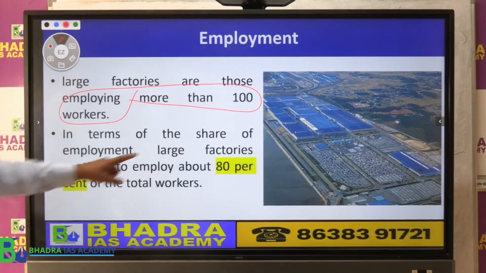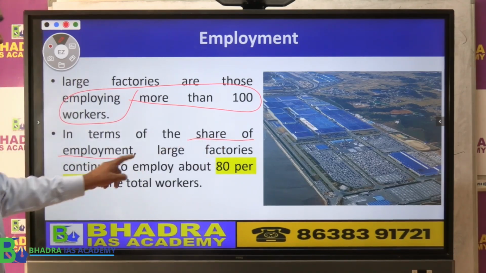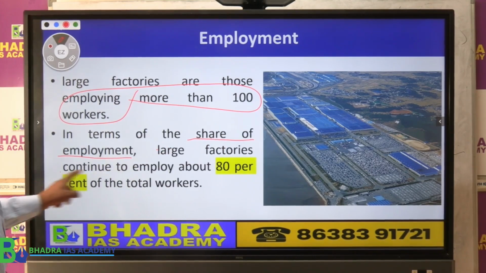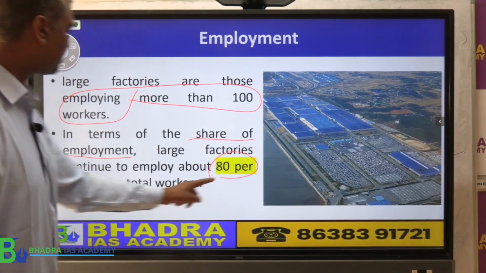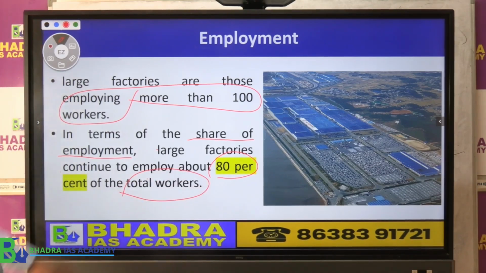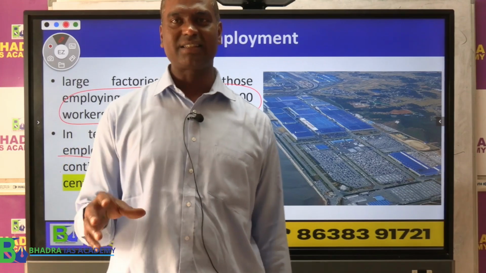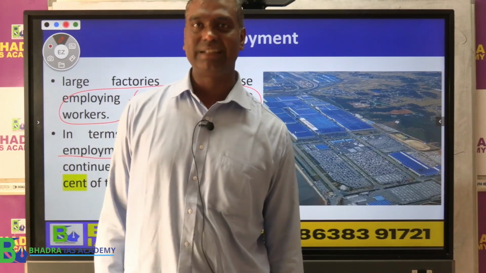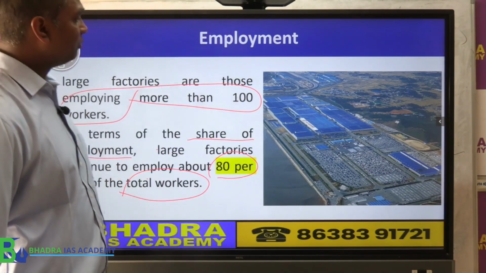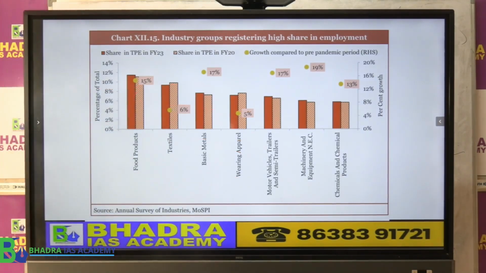Now, in terms of the share of employment, the large factories continue to employ about 80% of the total workers. This is very interesting data. That means 80% of the workers are engaged in large factories. Now, the breakup of which type of industry or factories are providing employment is also given. It may not be asked in the exam, but it's good to have an analysis.